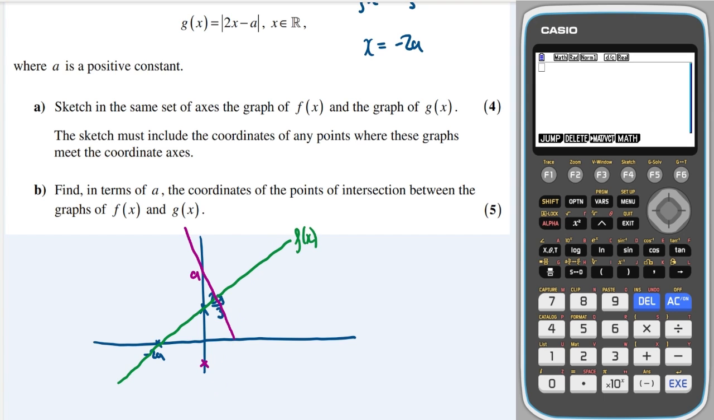And we also need to know where it crosses the x-axis, and that's when it's equal to 0. So how do I solve this equal to 0? Well, 2x must equal a, so x must equal a over 2. Okay, great, that's g of x, so we're done. We've sketched, and that looks good. And now we're asked to find the points of intersection.